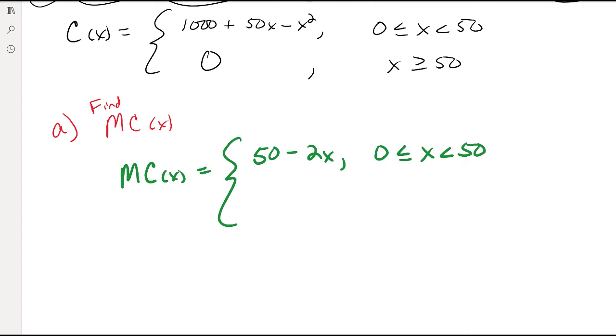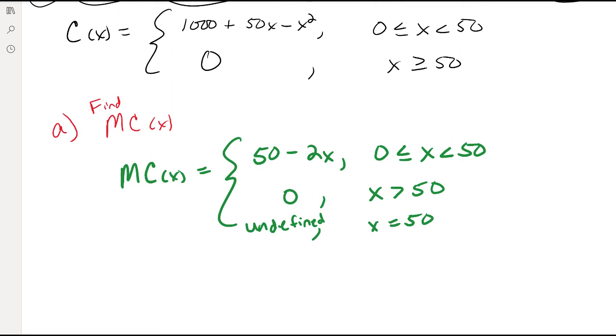And we know that, well, the derivative of 0 is still 0. Okay? So this is going to be the marginal cost when x is strictly greater than 50. So why didn't I put greater than or equal to there is because at x equals 50, this is where it gets a little weird. At x equals 50, it turns out that our derivative is going to be undefined.